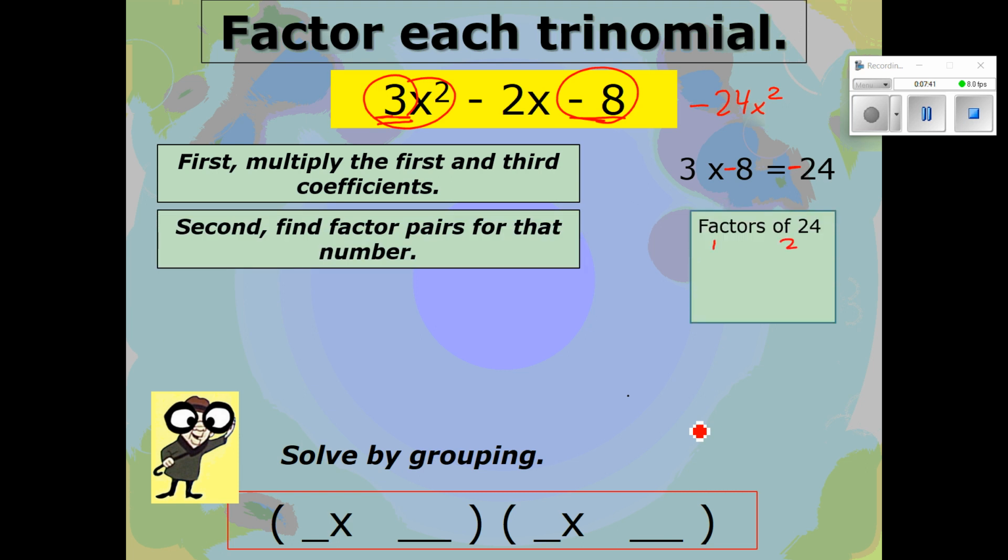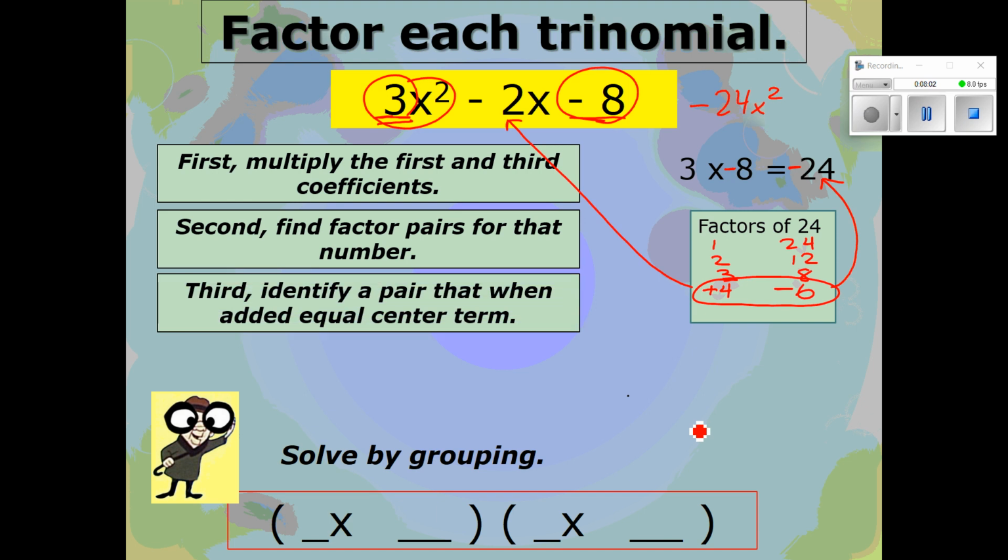So we have 1 and 24, we have 2 and 12, 3 and 8, 4 and 6. In order to get that negative 2, I see right here that if I have a negative 6 and a positive 4, they will multiply to get the negative 24 that we needed, and they add together to get the negative 2 that we needed. So we did step 3.